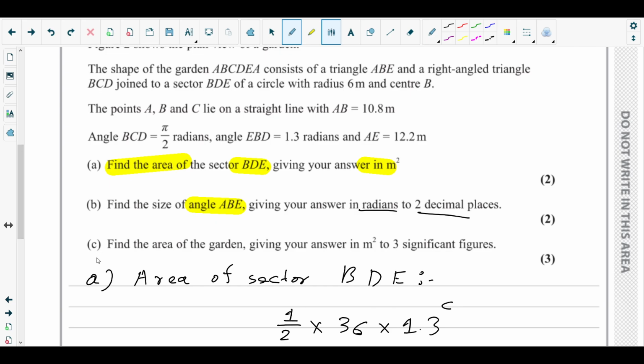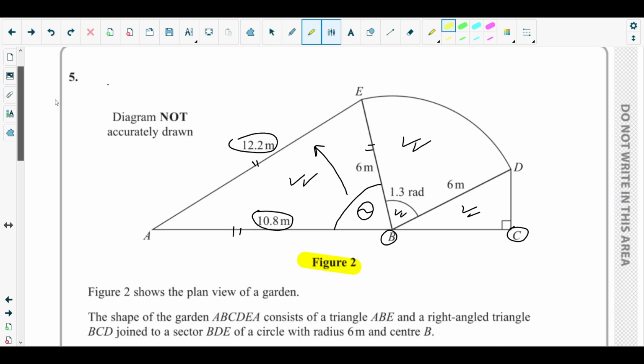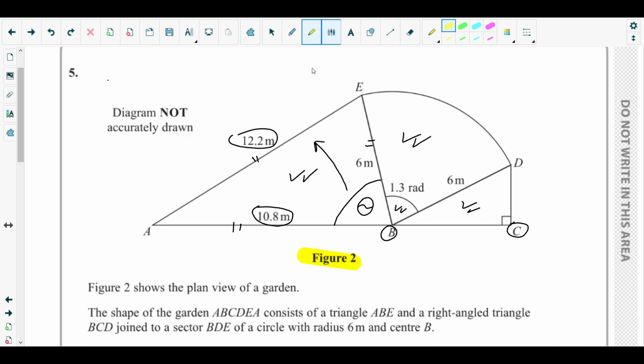Next, the last question is part C. Find the area of the garden. We need to find the area of the garden, giving the answer in meters squared to 3 significant figures. Okay, fine. So, area. Already we know the area of this sector. We did this in part A.